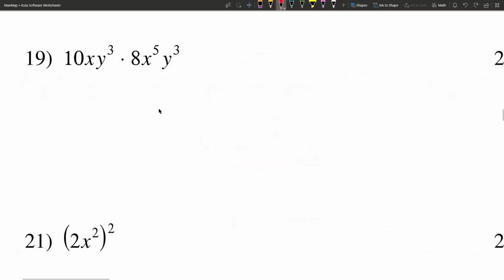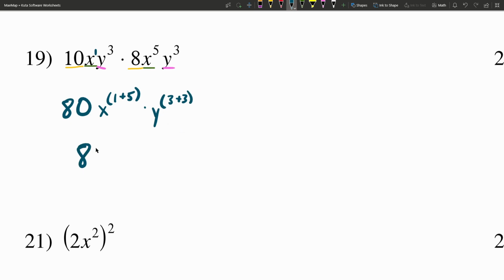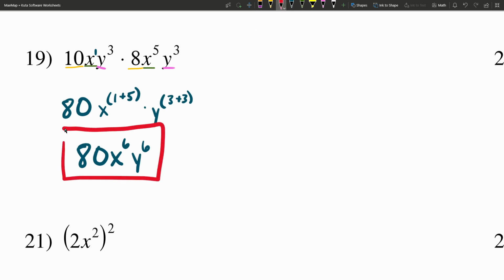In number 19, we can combine 10 and 8 together to get a positive 80. We can combine our bases of x together to get x to the 1 plus 5, since this is an x to the 1st times an x to the 5th. And we can combine our y cubes together. So that's going to be times a y to the 3 plus 3, since both are raised to the 3rd power. So this is going to be 80 times x to the 6th, since 1 plus 5 is 6, times y to the 6th, since 3 plus 3 is 6. So 80 times x to the 6th times y to the 6th is our solution in number 19.